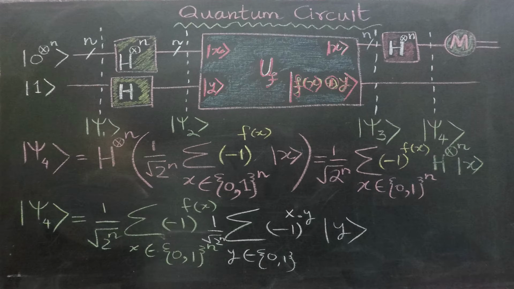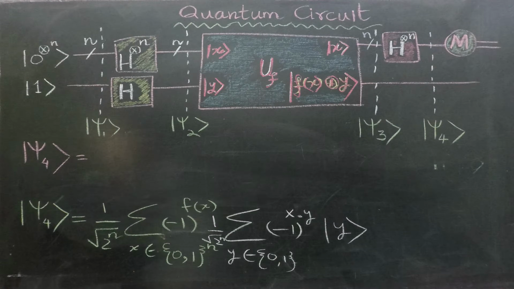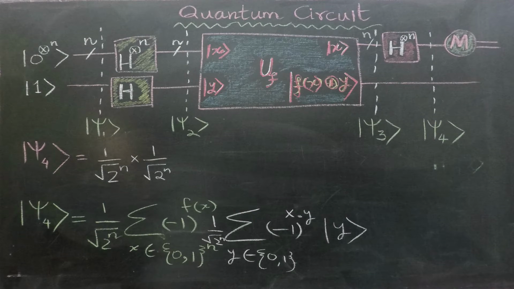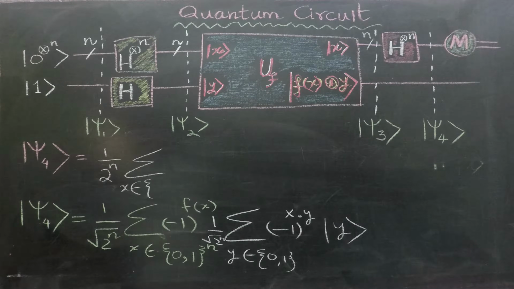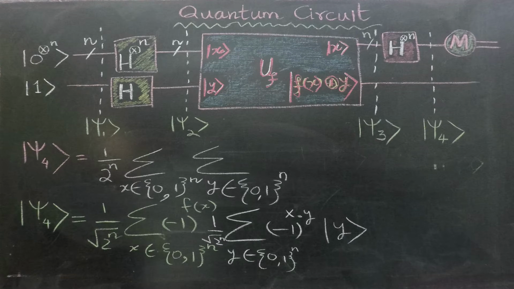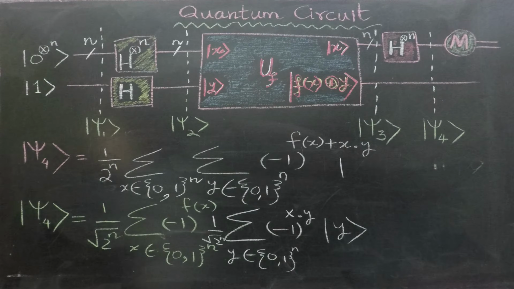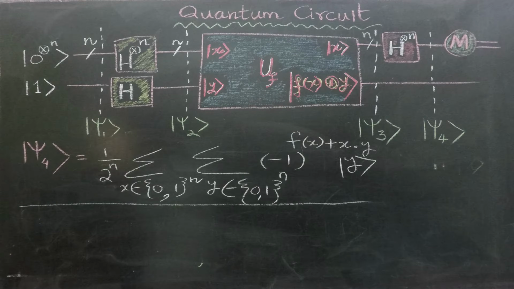Anyway, to simplify ket psi 4, we rearrange the two summations. We take both instances of 1 over square root of 2 and multiply them, resulting in 1 over 2. Furthermore, we multiply minus 1 raised to the power f of x and minus 1 raised to the power x and y, which results in addition of exponents, and we get minus 1 raised to the power f of x plus x and y. That's it. We are now ready to measure our first register.